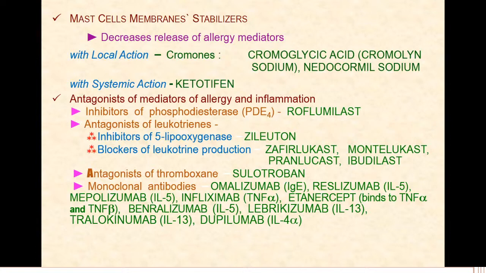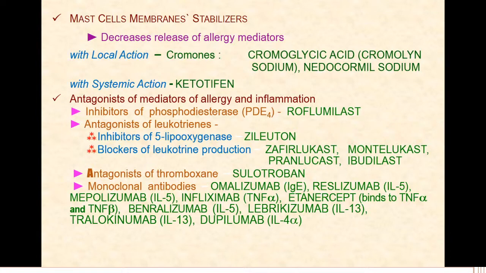And monoclonal antibodies. These are specific antibodies against target molecules. Nowadays, we have specific antibodies against immunoglobulins E: omalizumab. This is a monoclonal antibody. MAB means monoclonal antibody, always. So these are monoclonal antibodies against immunoglobulins E.